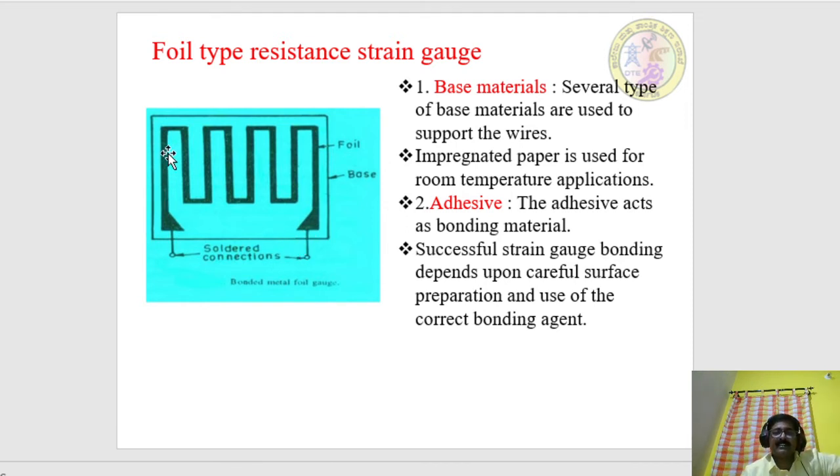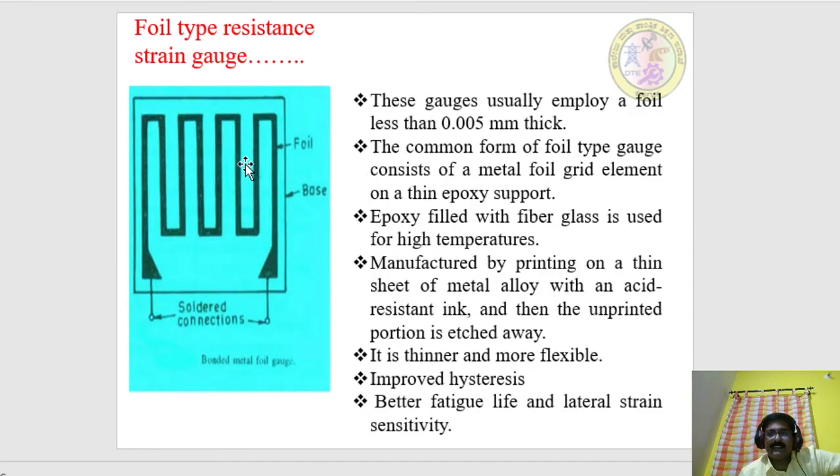See, this is a sketch which shows a foil type resistance strain gauge, and here there are two different ends which have been kept for soldering purpose, to make the electrical connection. These gauges usually employ a foil less than 0.005 millimeter thick, that is 5 into 10 power minus 3 millimeter thick. The common form of foil type gauge consists of a metal grid of a foil element on a thin epoxy support, and here epoxy is an adhesive material.